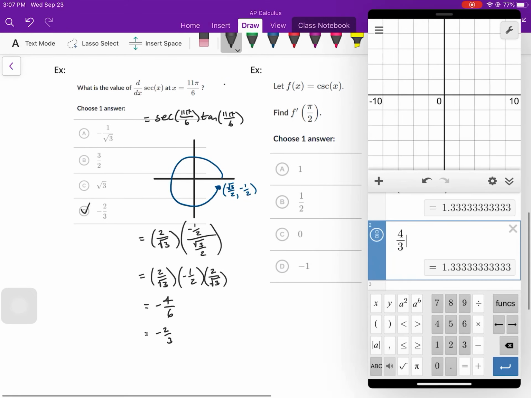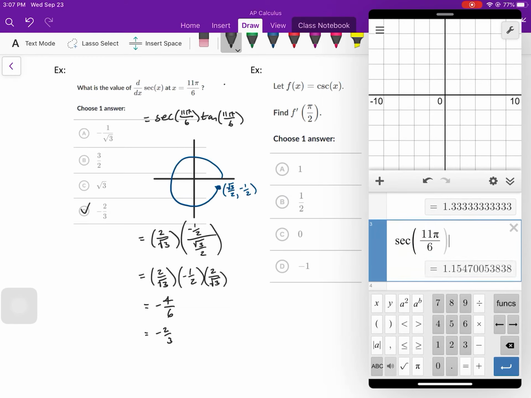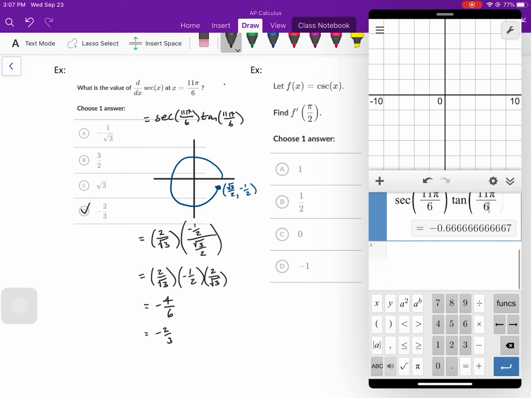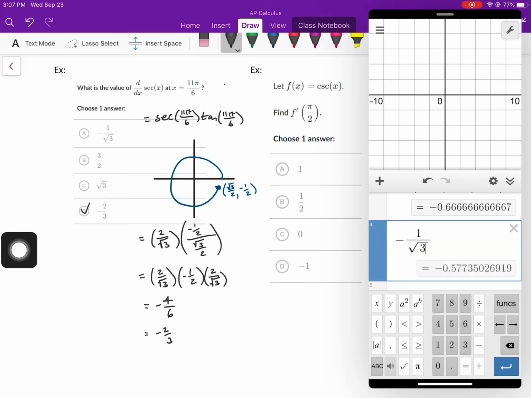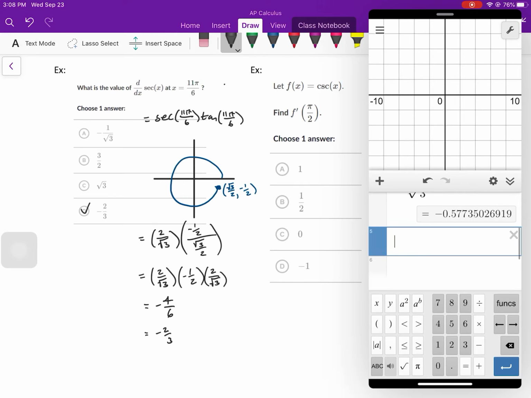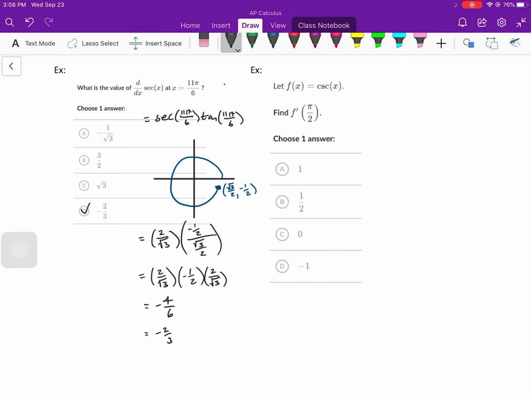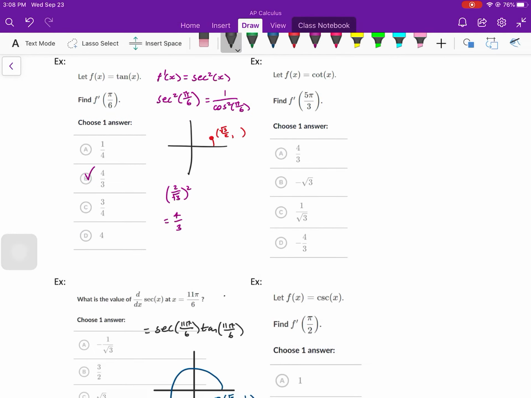What do you do if you're in pre-calc? Bring in Desmos. You have secant of 11 pi over 6, tangent 11 pi over 6. And that's negative 0.666. So you know you're just going to put one of these two negative ones in there. If you put negative 1 divided by the square root of 3, it's not that negative 0.667. But if you put negative 2/3, you'll see you get that value. So that also will work for pre-calc. And AP, if you want to double check it, go ahead. But you do need to know that unit circle.